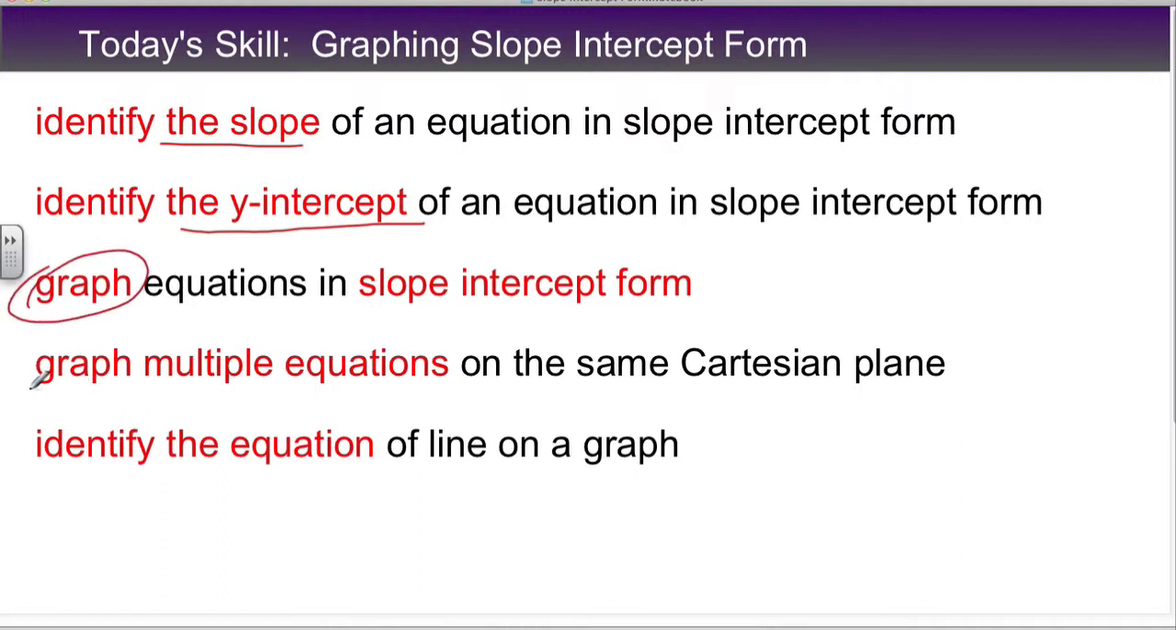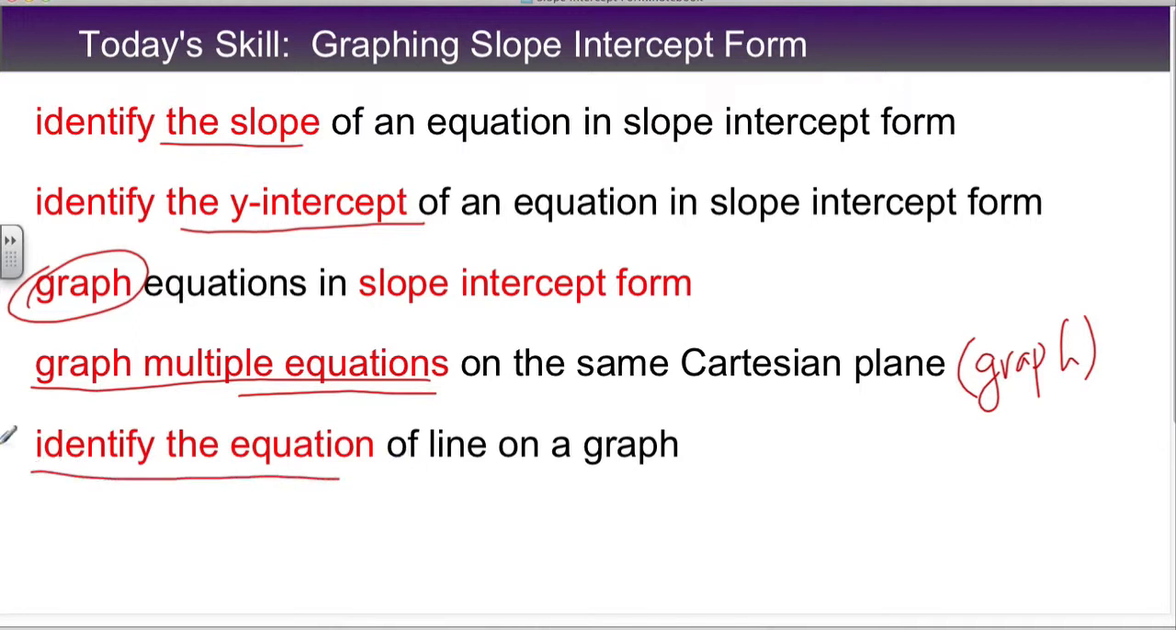Then we're going to go on to graph multiple equations on the same Cartesian plane. So we're going to graph more than one equation on the same graph. And then we're going to be able to look at the graph and tell what the equation of the line is. So we're going to identify the equation of a line on a graph. So if I give you this, you tell me what the equation of the line is. So I just wanted to review that with you.